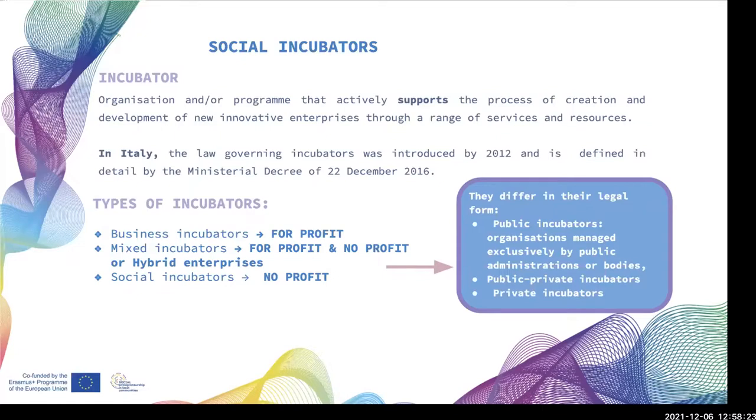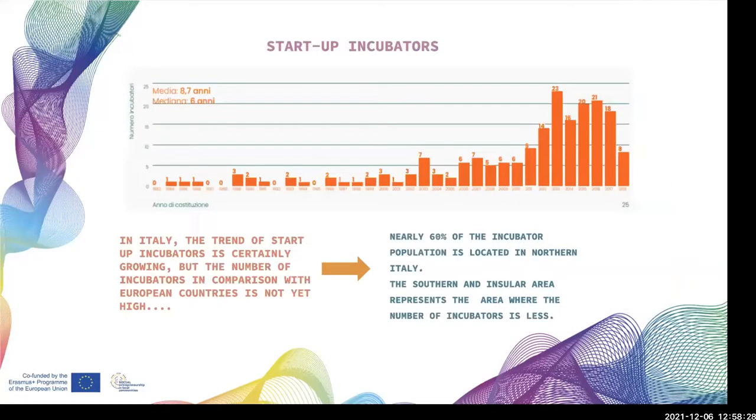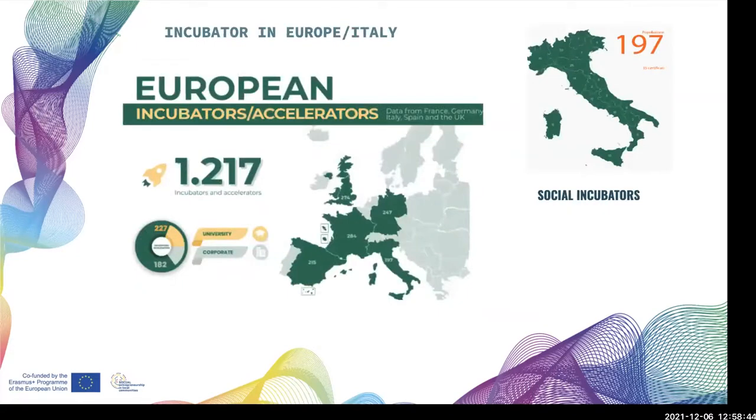They can be public, they can be private, or they can be both public and private. The number and the trend of these organizations is growing a lot in Italy, but the majority of them are located in the northern part. And we have to say that the number of these organizations in Italy is rather low compared to other European countries. The number of proper social incubators is 10, so the list is rather short.